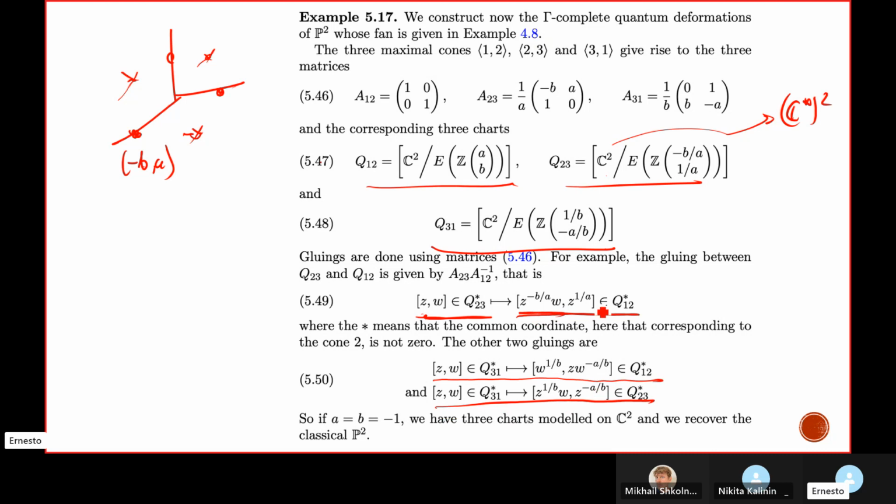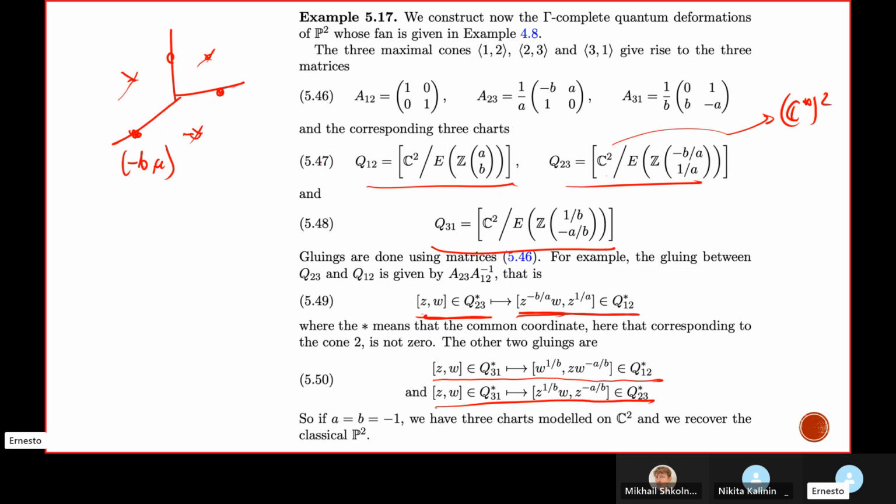And of course, B over A and 1 over A could be irrational numbers, but I explained last time how you could make sense of these irrational exponents to do the gluings. The basic idea is that you take the universal cover, you take the logarithm, and you do the gluing in the logarithmic cover, and then you descend. And that's what these irrational exponents mean.